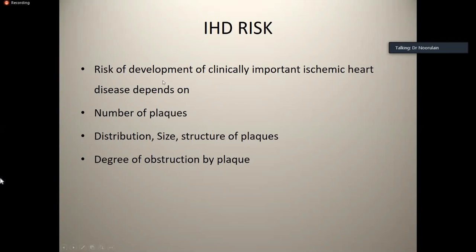There are some factors affecting the rate of development of ischemic heart disease. It depends on the number of atherosclerotic plaques, their distribution, size, structure, and degree of obstruction. Is there incomplete obstruction or complete obstruction of the coronary artery by the plaque? Because in more than 90% of cases, ischemic heart disease is a consequence of reduced coronary blood flow secondary to obstructive atherosclerotic vascular disease. So in 90% of the cases, the reason is obstructive atherosclerotic vascular disease.